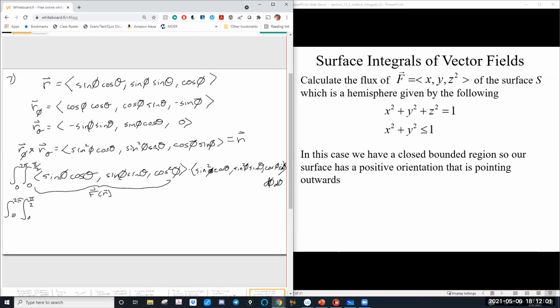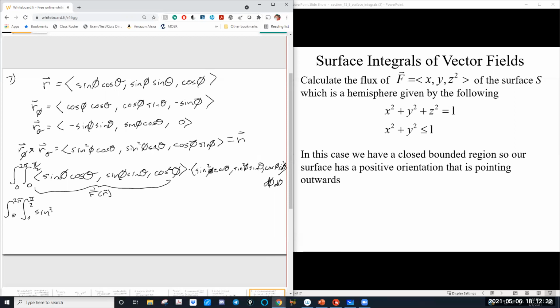Remember that this parametrization has to be put into our vector field. So sine phi cosine theta goes in for x. Sine phi sine theta goes in for y. Cosine phi goes in for z, but then it gets squared. So that square is where that square came from. All right, let's see what we get.